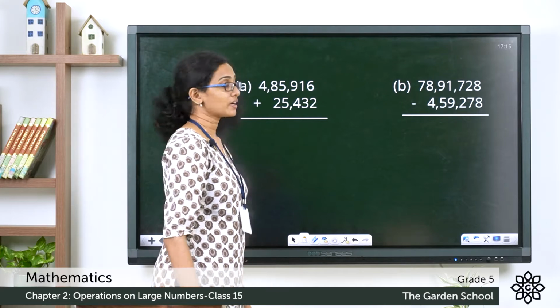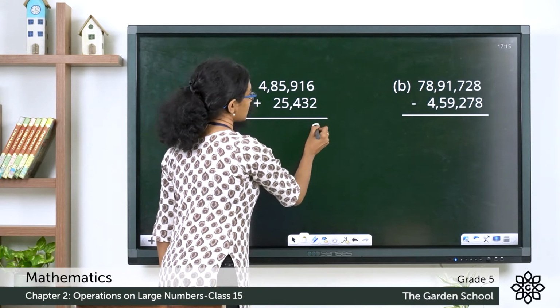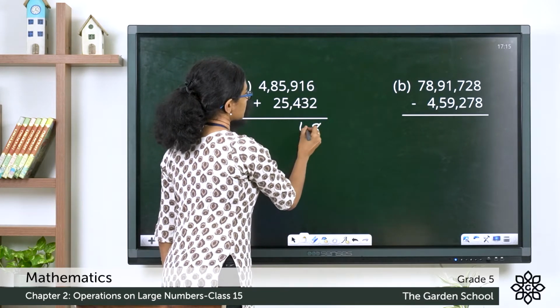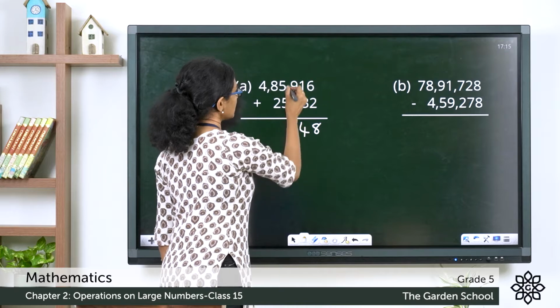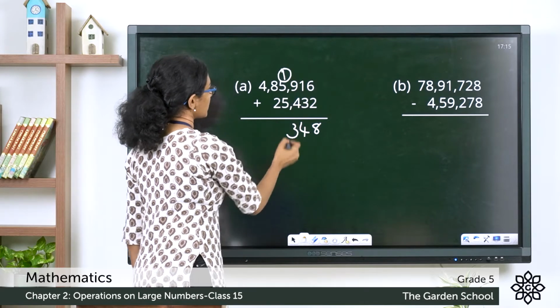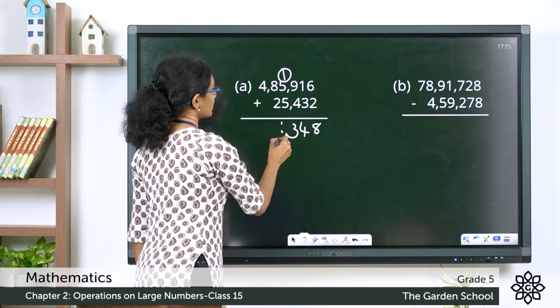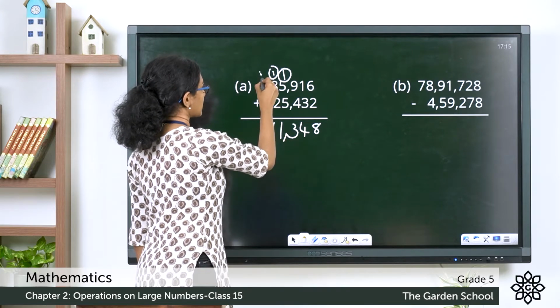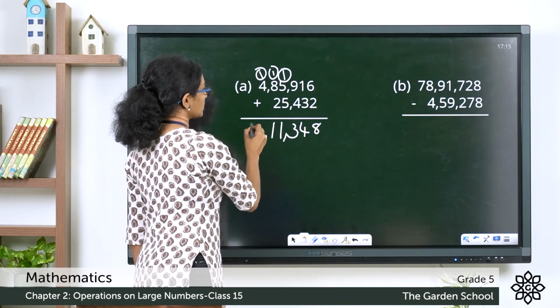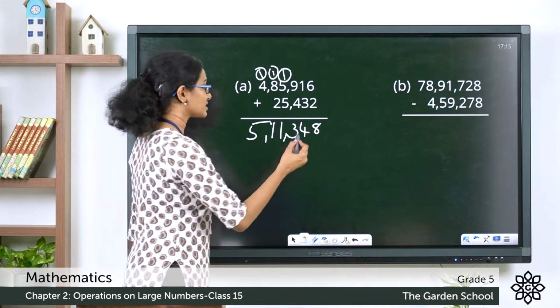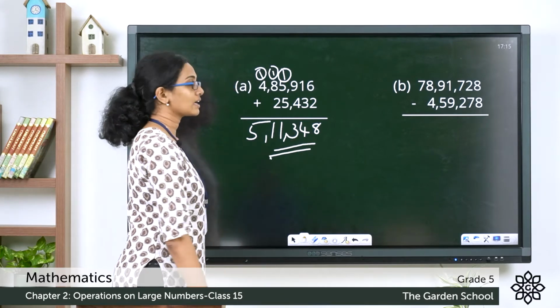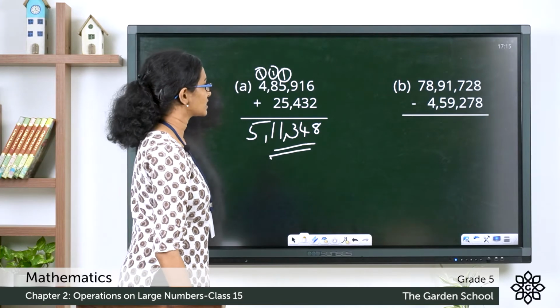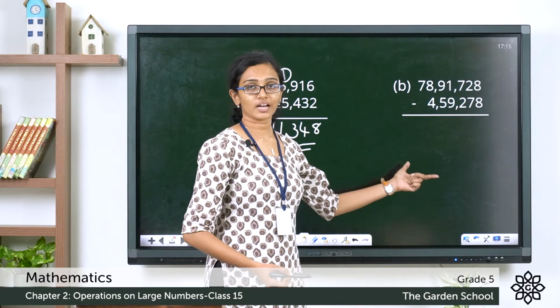let's start adding the ones. Here it is 8. 3 plus 1 it is 4. 9 plus 4 is 13. A carry over 1. 5 plus 5 10 plus 1 11. A carry over 1. 8 plus 2 10 plus 1 11 carry over 1. And here you have 5. So the sum here is 5,11,348.